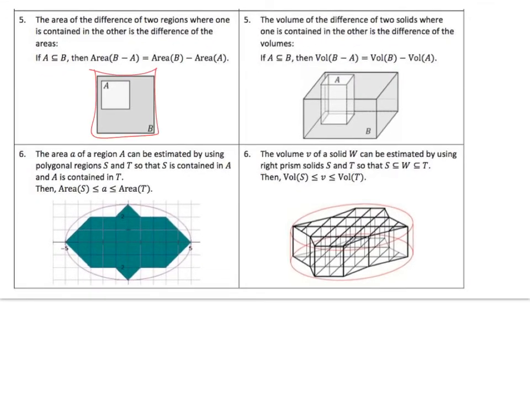Okay, so we've got the area of B, which includes the area of A, so take away the area of A and you just have the area of the shaded. Same with volume. Volume of the shaded, which includes the empty one, so you take away A and you've got just the shaded part.